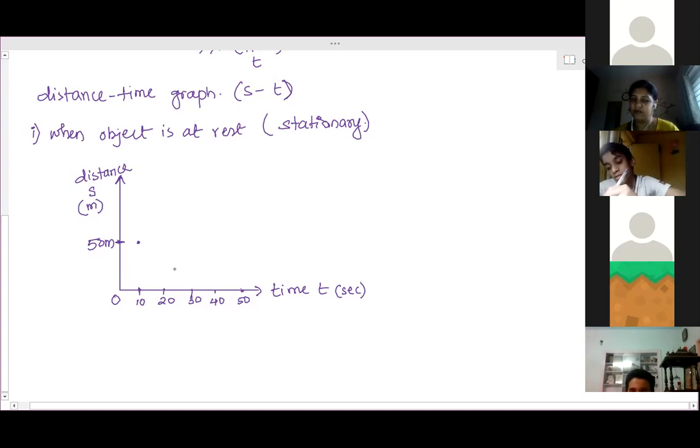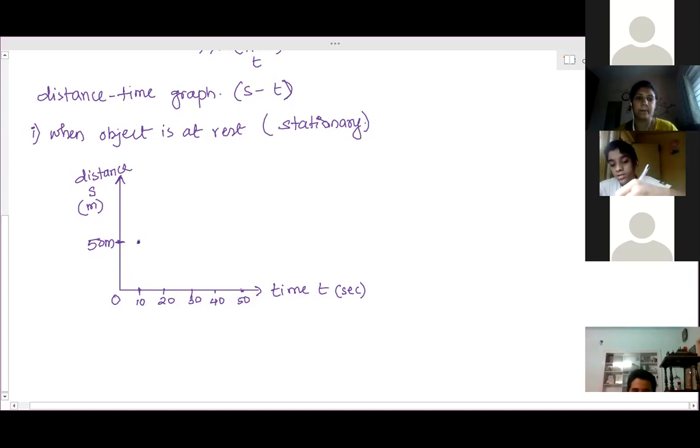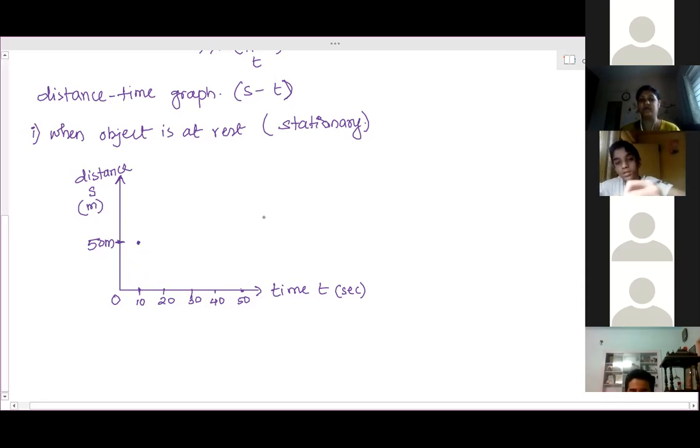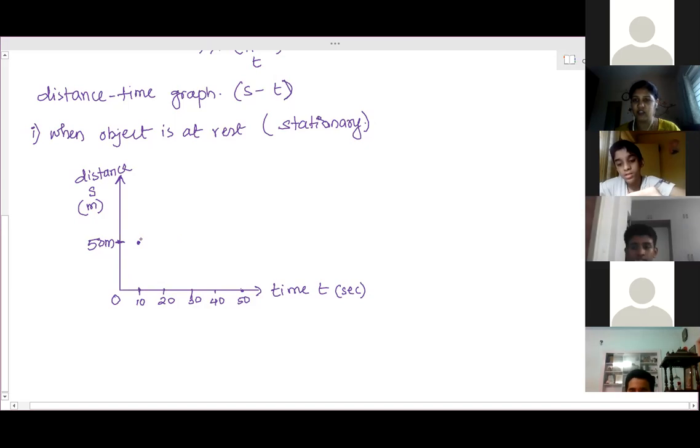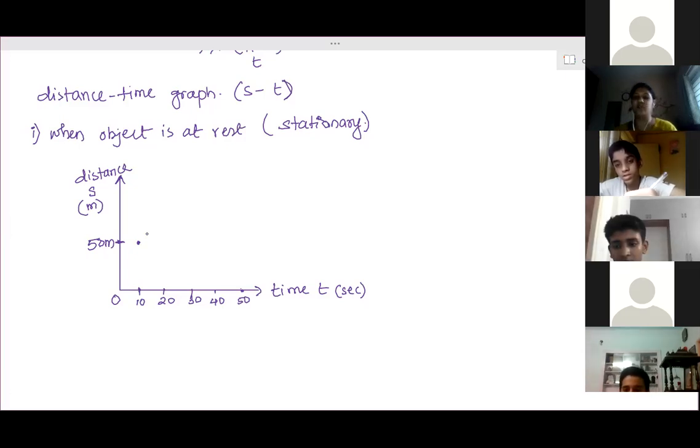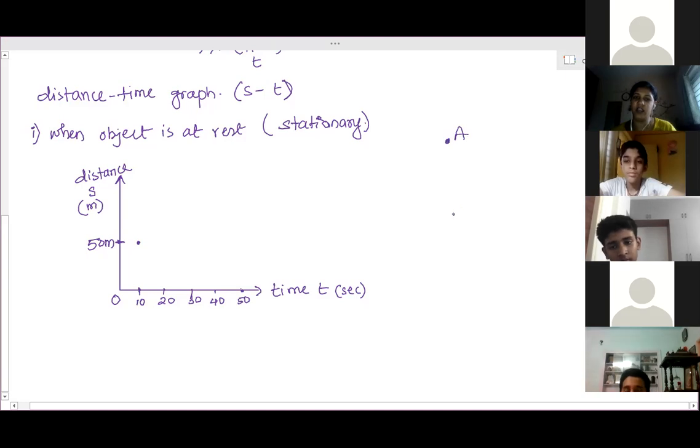After 20 seconds, where are you? Zero? Why zero? Because you're not moving. You are not moving. So at 10 seconds, you were at 50 meters from one object. Now you have come to a 50-meter distance. Now in 20 seconds, what is your position? 50 meters. So from this position A, you are at a 50-meter distance and you are stationary.